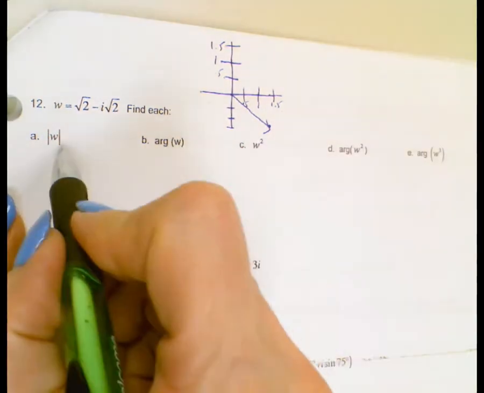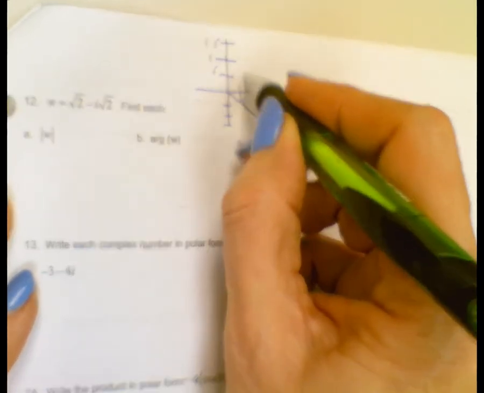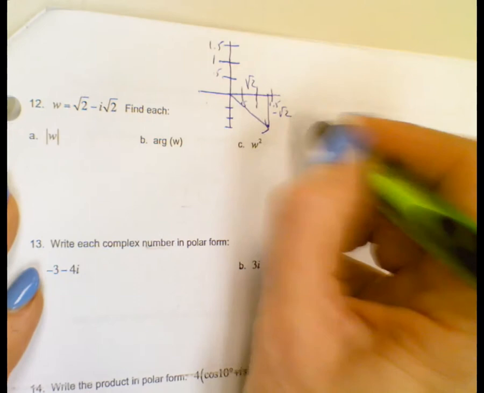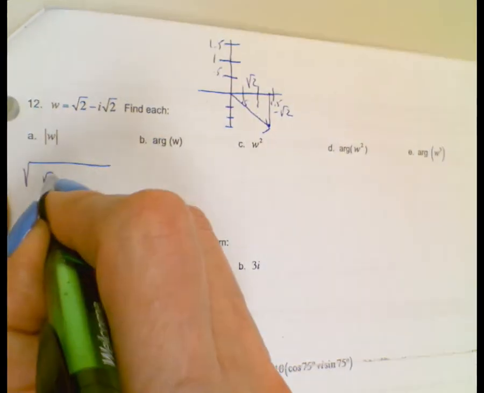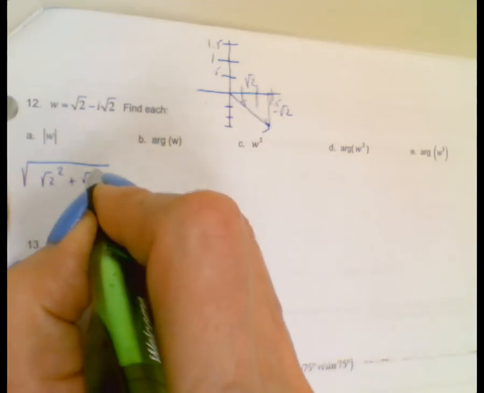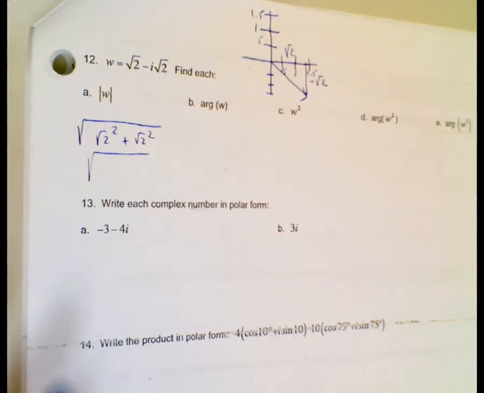So first thing they want to do is, what is this length? If you made a triangle, this is square root of 2 and this is negative square root of 2. To find that length, we're going to do the Pythagorean theorem. So we're going to have radical 2 squared and radical 2 squared, which is 2. Why is this so blurry?